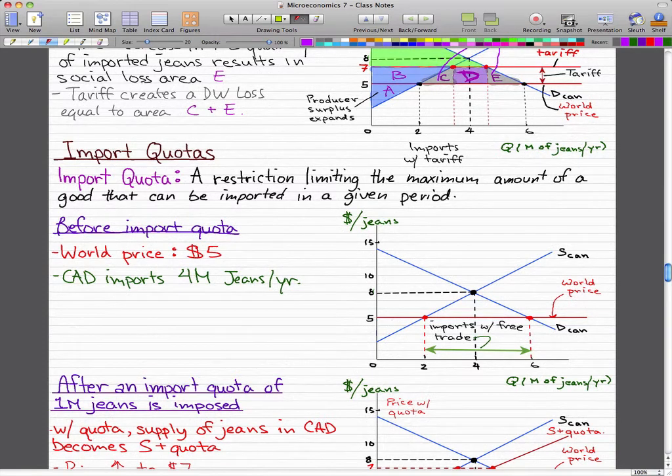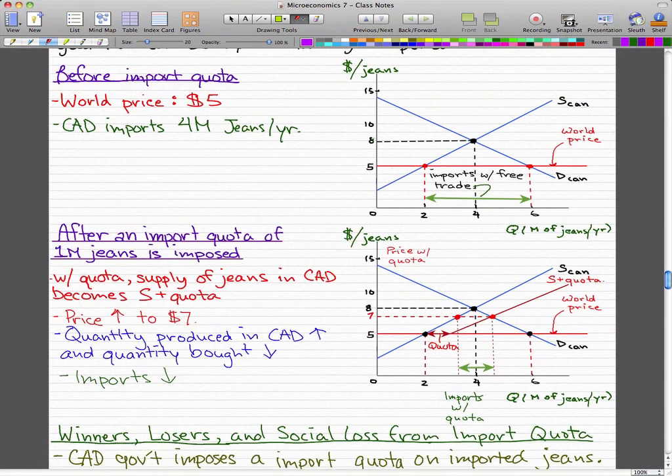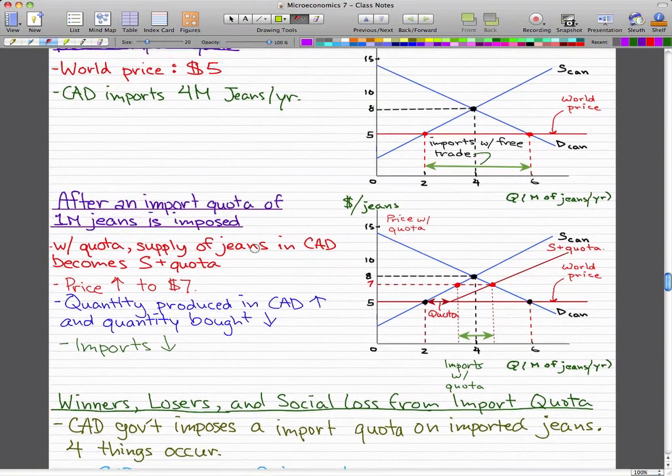Now, let's get into import quotas. So an import quota is a restriction limiting the maximum quantity of a good that may be imported in a given period. So let's take a look at jeans again. So before the import quota, we have a world price of $5 in Canada that imports 4 million jeans per year, nothing new. Now after the import quota, what happens then?